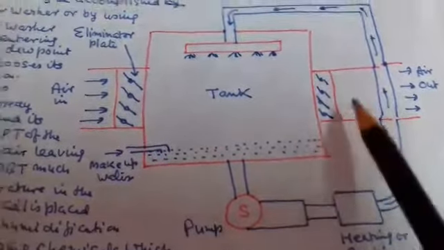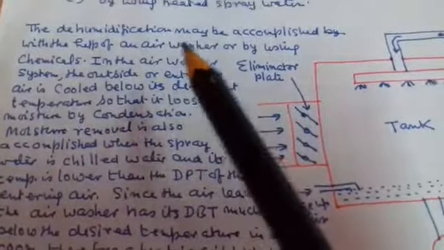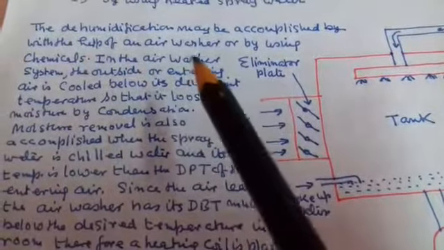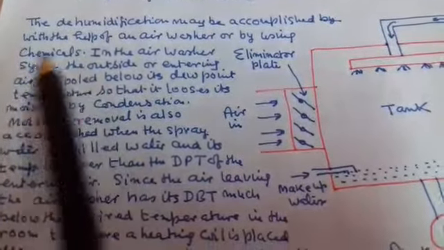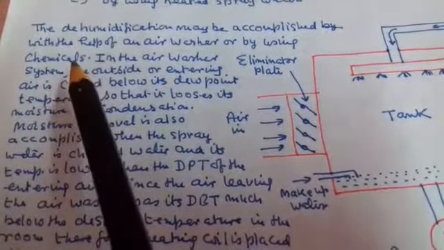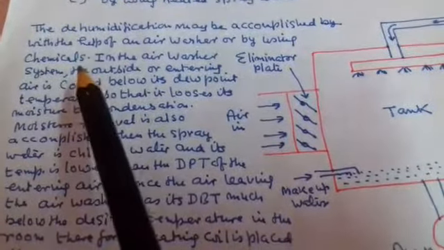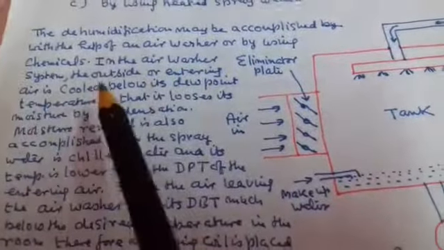Now, dehumidification may be accomplished with the help of an air washer or by using chemicals. Chemicals are also used. Say silica gel, which absorbs the moisture, is helpful for removing the moisture. In the air washer system, the entering air is cooled below its dew point temperature so that it loses its moisture by condensation.